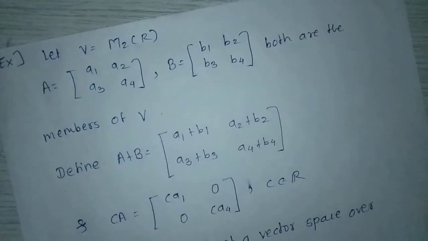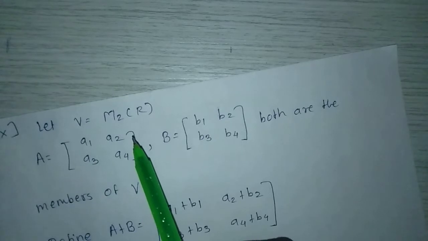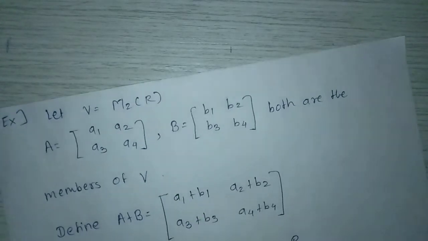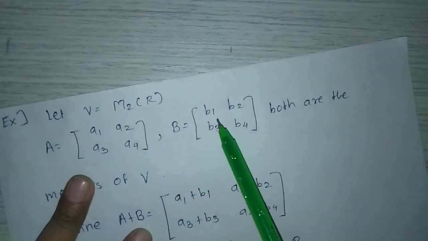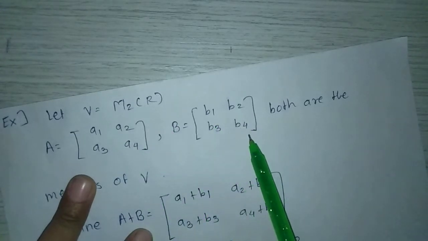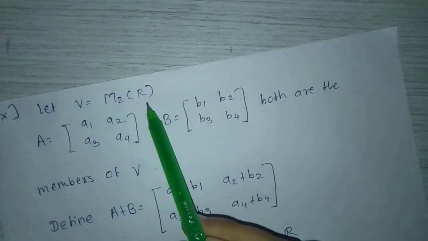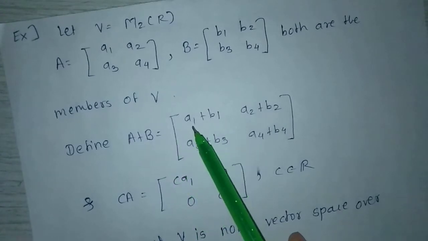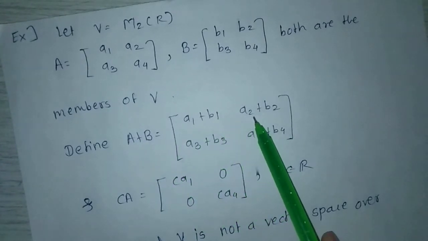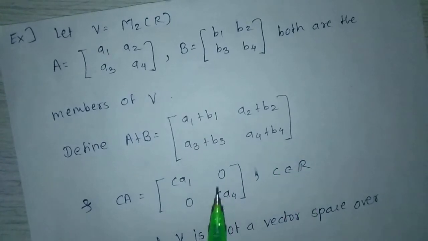Hello students, next example. Let V equal M2 of R. A and B are 2 by 2 matrices, A equal to A1, A2, A3, A4 and B equal to B1, B2, B3, B4. Both are members of V, where V equal to M2 of R. Define A plus B equal to A1 plus B1, A2 plus B2, A3 plus B3, A4 plus B4.